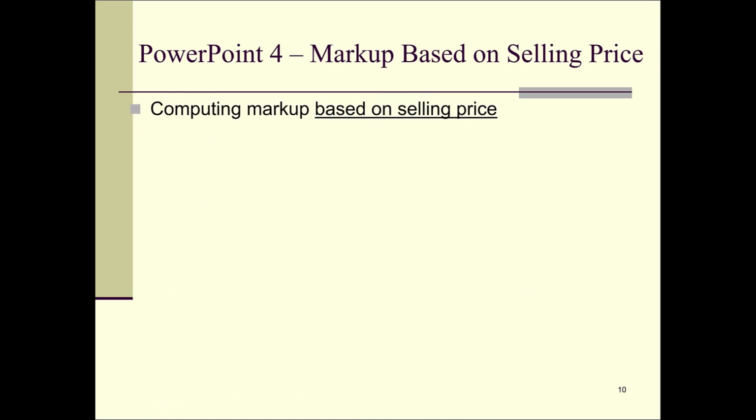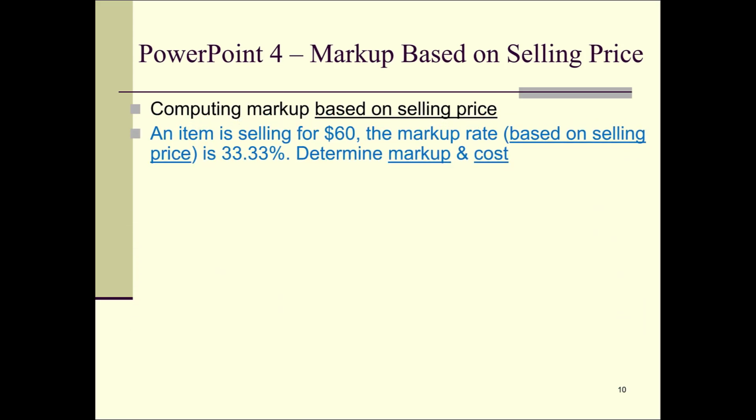So remember, we're now going to compute the markup based on the selling price. Each company decides which way to calculate the markup. So let's say the item is selling for $60. So we know the selling price. The markup rate, which is based on that $60 selling price, is 33 1/3%. We want to determine the markup and then calculate the cost. Let's calculate the markup first.